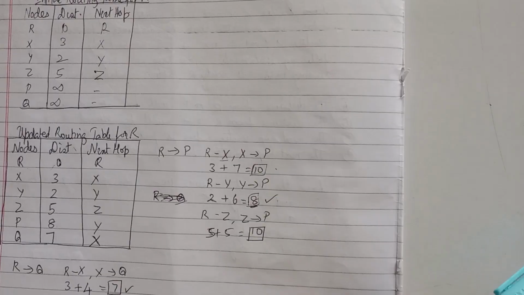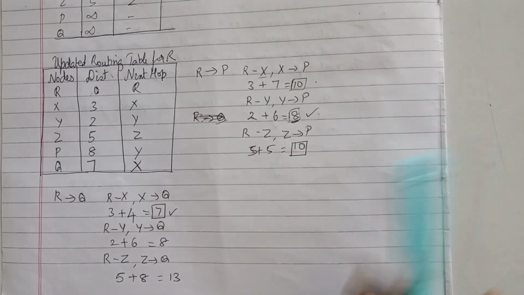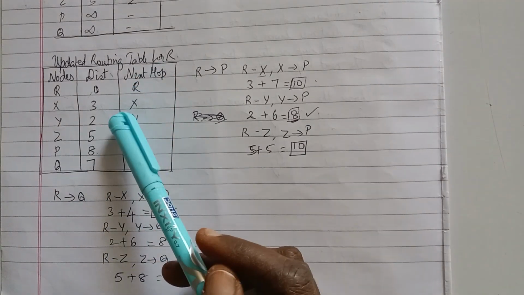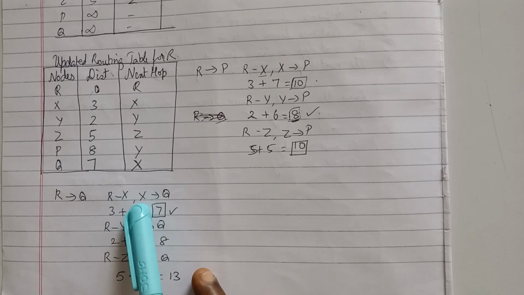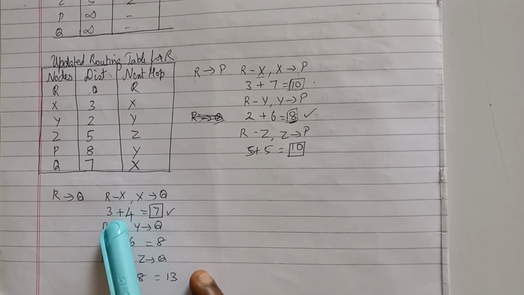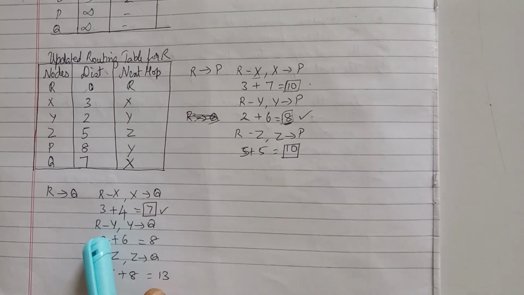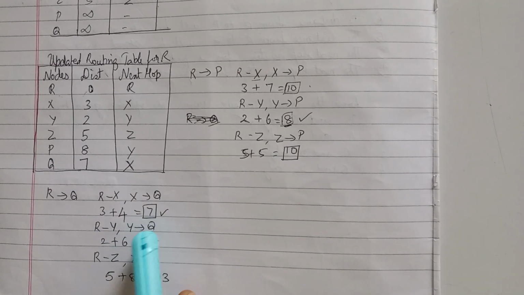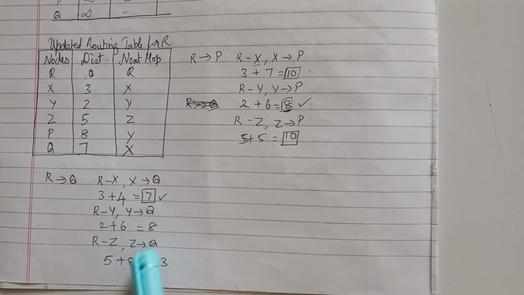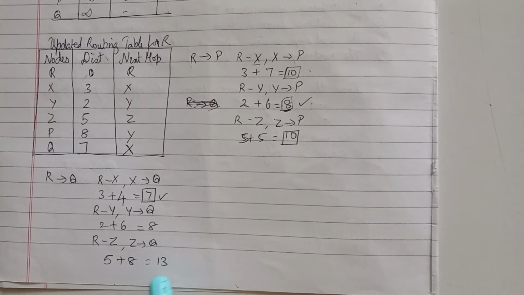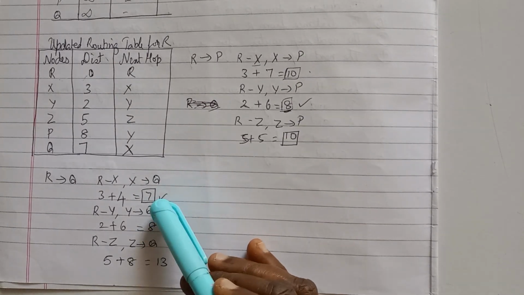So next stop will be Y. Similarly, for R to Q, when you have to travel from R to Q, you travel through X. R to X is 3 and X to Q is 4. So 3 plus 4 is 7. Next, R to Y and Y to Q is 2 plus 6, that is 8. Next, R to Z and Z to Q is 5 plus 8, that is 13.